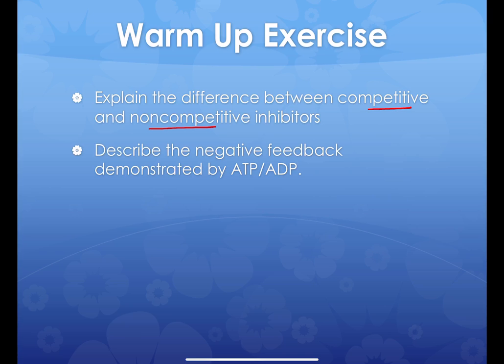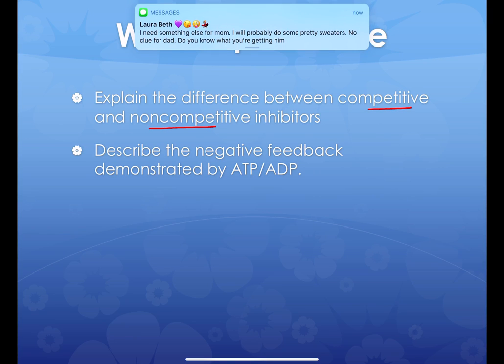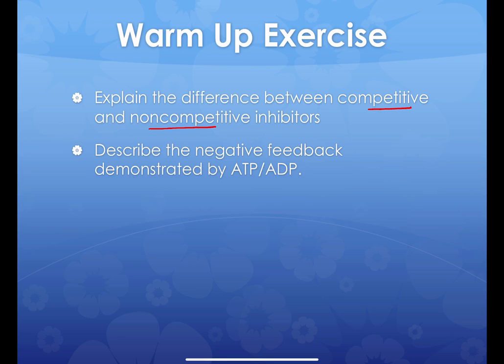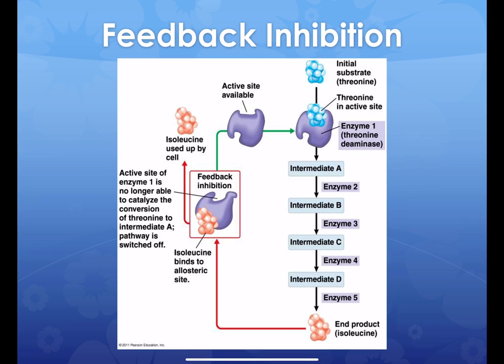And then describe the negative feedback demonstrated by ATP and ADP. And so what this is, we didn't talk about it specifically with ATP and ADP, but they demonstrate negative feedback very similar to the way that we discussed in this diagram, where it causes its own production. If there's phosphate available, ATP will continue to be made. If there's no phosphate available, ATP will stop being made.